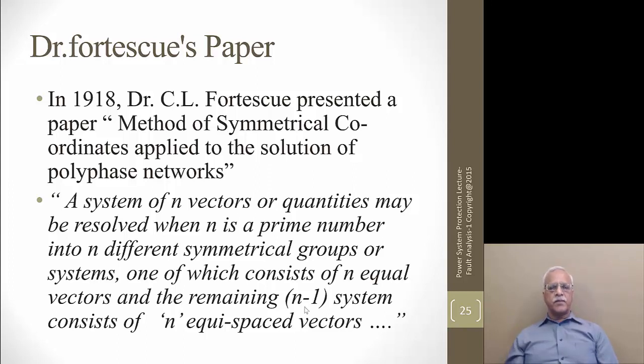What he propounded was, if there is a system of n vectors, where n is a prime number, we can represent it as a system of n minus 1 equally spaced vectors in space, and one set of n equal vectors, which are all parallel with each other. So that is what his theory was.